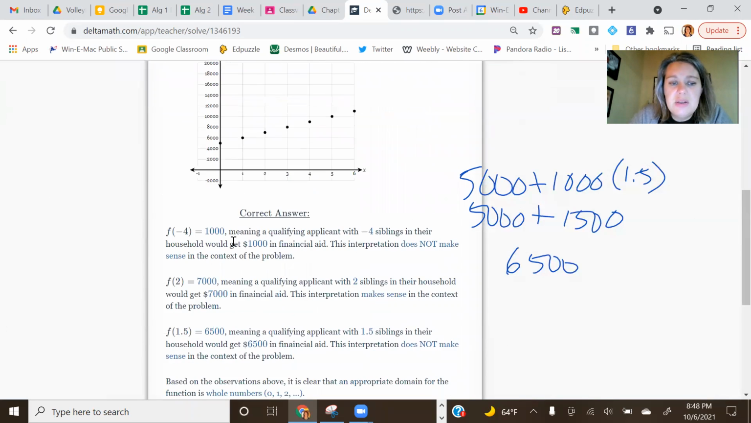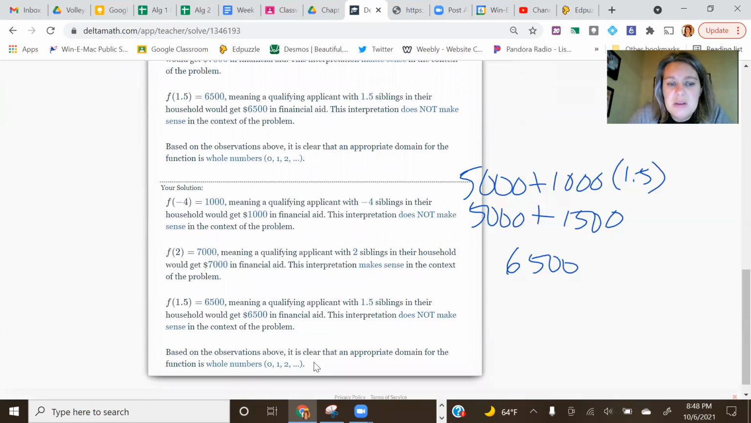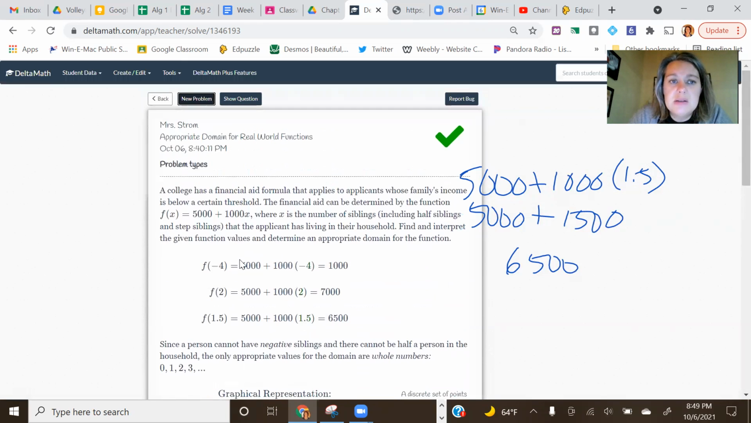Now, the other things in here that they ask about, like the domain, if you get that wrong, it's okay. So make sure when you're done, you read through your solution and their solution. So if you got everything right, but maybe the ending with the domain, it's not that big of a deal. But remember, domain is something that we are working on and what X values make sense. All right, good luck.